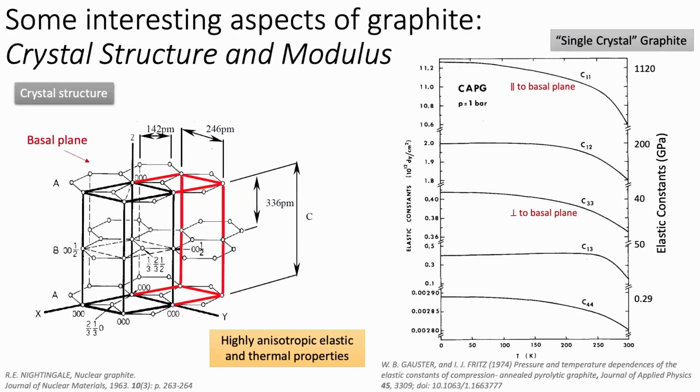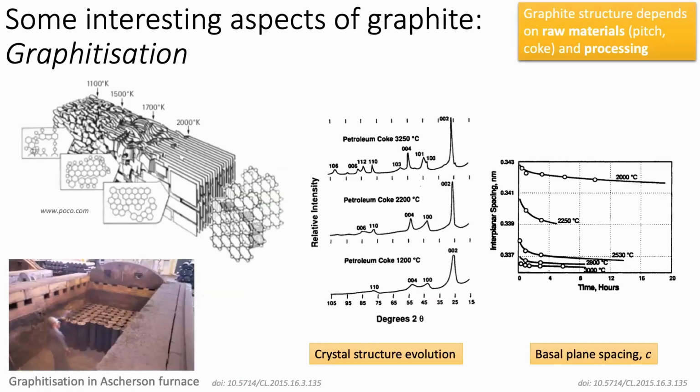Now, graphite is an interesting material. Its crystal structure we know very well. It's highly anisotropic, which means its elastic and thermal properties are also highly anisotropic. For example, the Young's modulus is about 1,000 gigapascals in the plane, about 30 gigapascals out of the plane. The way you produce your graphite affects the properties of the graphite.